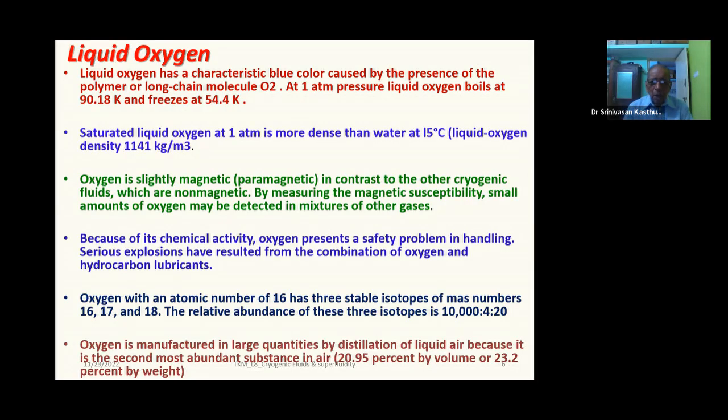Oxygen is also a paramagnetic substance, lightly paramagnetic, in contrast with many other cryogenic fluids, which are normally non-magnetic. By measuring the magnetic susceptibility, small amounts of oxygen may be detected in mixtures of other gases. In a mixture of gases, oxygen is also slightly present along with it.